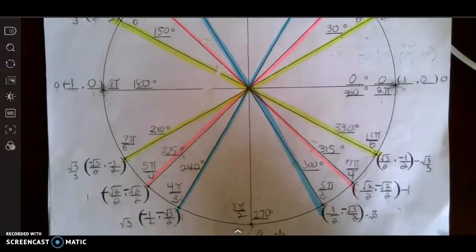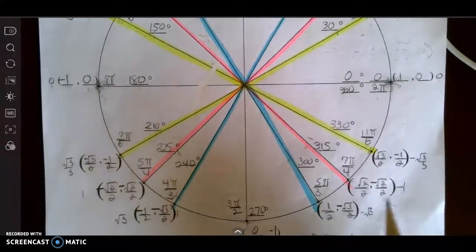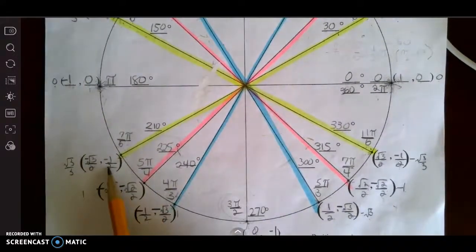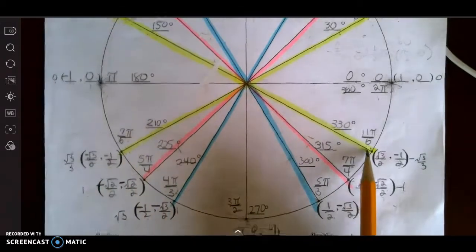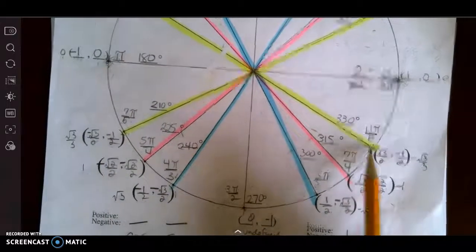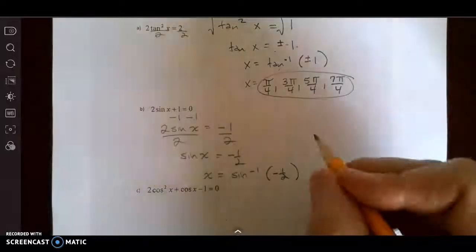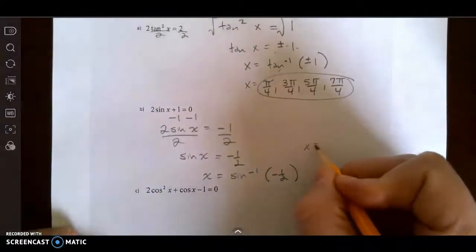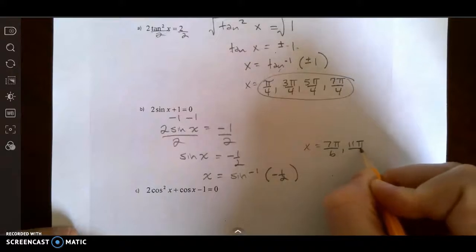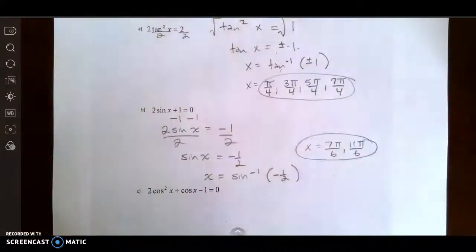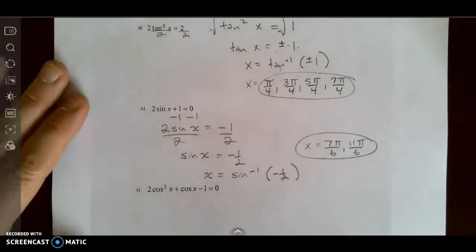So I go to my unit circle. My y coordinates are negative at the bottom of my unit circle. Right there I see a negative 1/2, 7 pi over 6, and over here at 11 pi over 6. So x equals 7 pi over 6 and 11 pi over 6 for letter B.